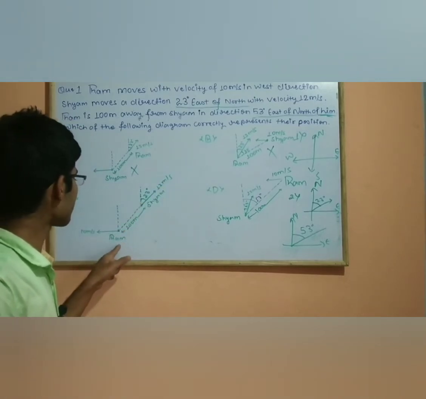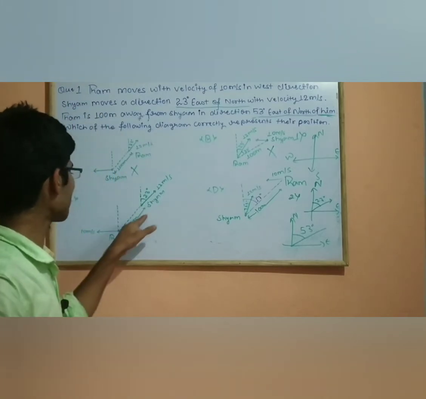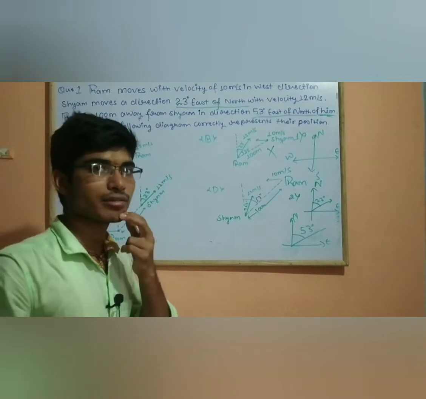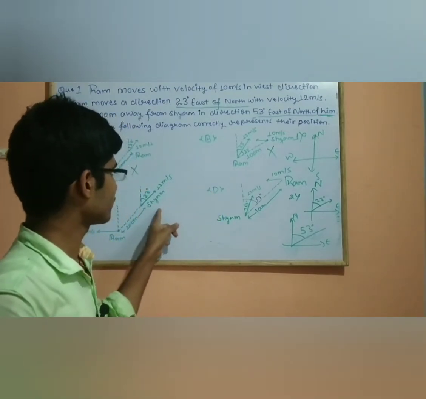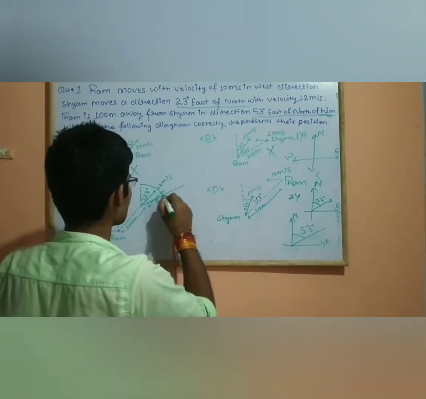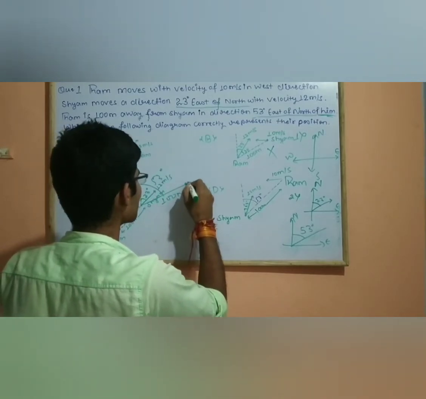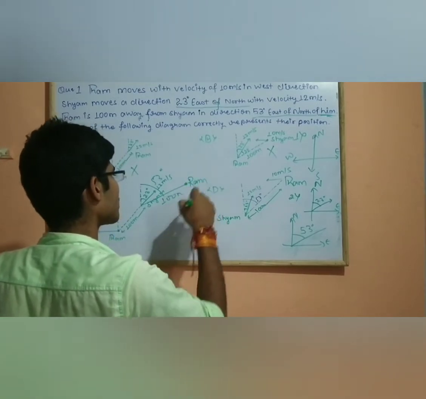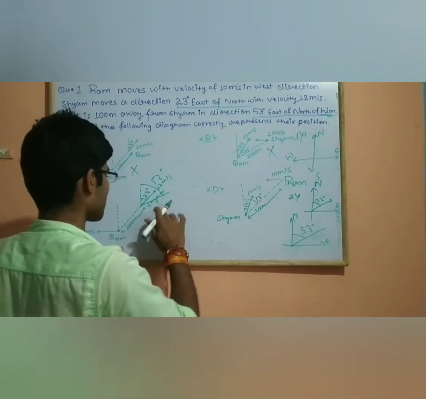And here in option C, Ram is moving toward west, and Syam is 23 degree east of north with 12 meter per second. This is okay. And the distance between Ram and Syam is 100 meter. This is correct. But Ram should be 53 degree east of north from Syam. So Ram should be like here. This should be 53 degree, and this should be 100 meter, and here should be Ram, but Ram is here. So this option is also incorrect.